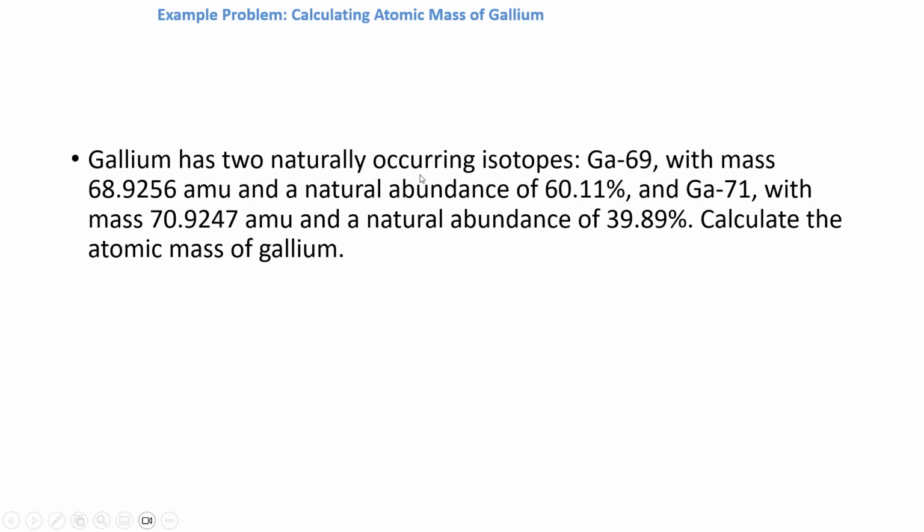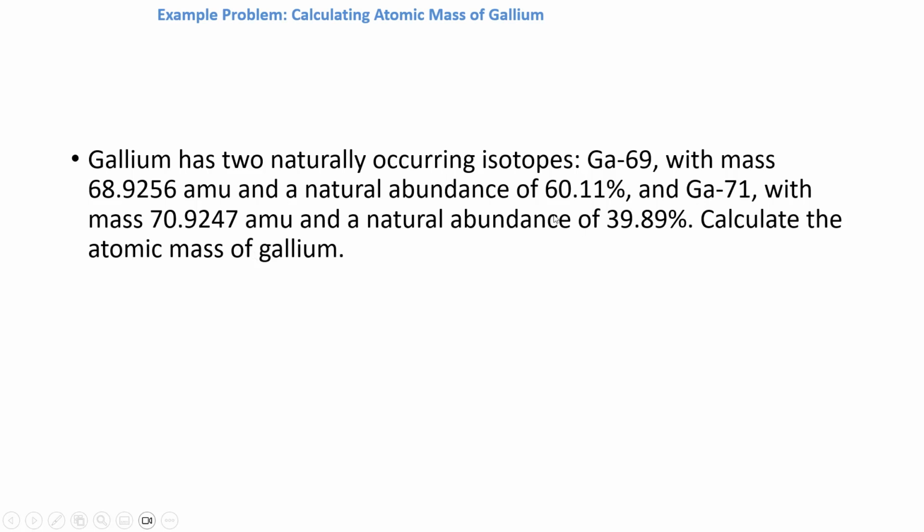So gallium has two naturally occurring isotopes. Gallium-69 has a mass of 68.9256 and a natural abundance of 60.11%. And gallium-71 has a mass of 70.9247 and a natural abundance of 39.89%. Calculate the atomic mass of gallium.